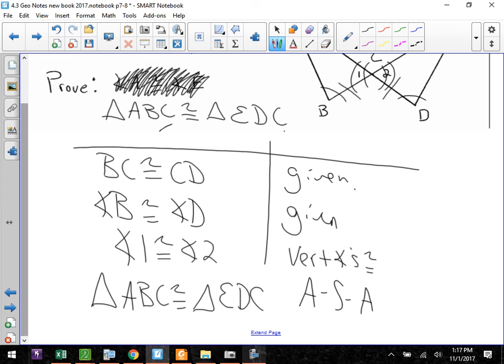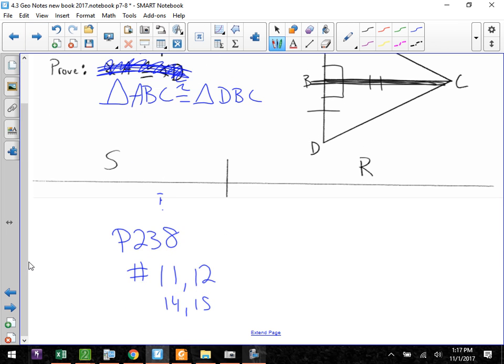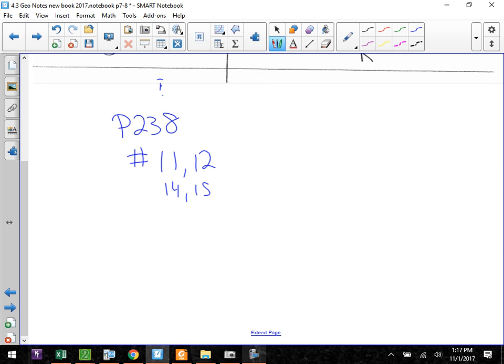Now, what I want you guys to do tonight are, there's 4 more proofs, and we've done a version of every single one of these, whether they are perpendicular or angle bisectors or midpoints or vertical. We've done an example of all of them. I believe it's these right here. It's on page 238. I thought it was 232. It's 238, 11, 12, 15, 14, and 15. I'll post that up here.